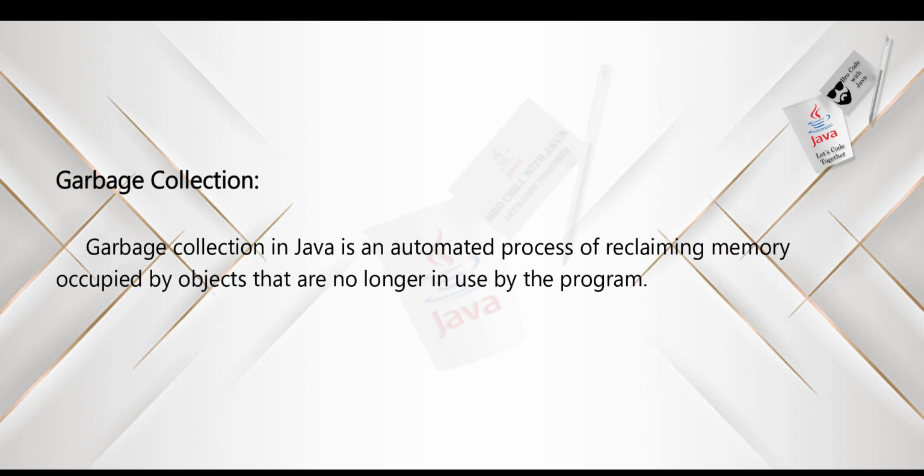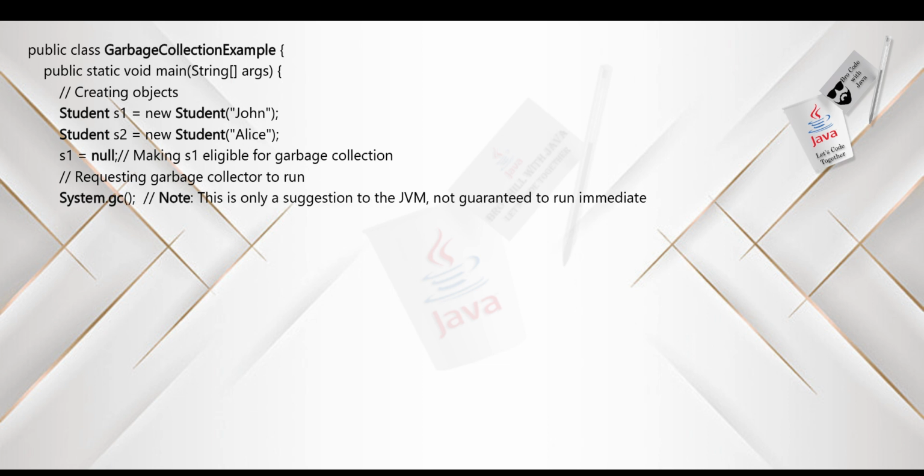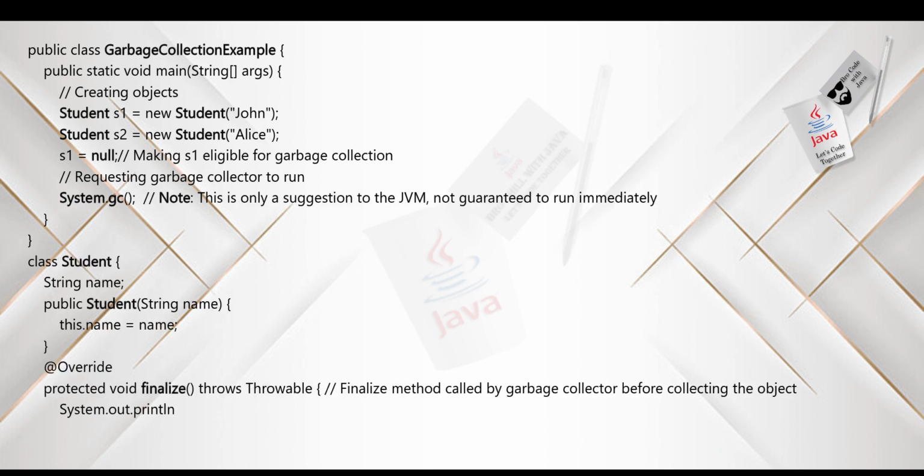Garbage collection in Java is an automated process of reclaiming memory occupied by objects that are no longer in use by the program. Let's illustrate with a simple example. In this example, we create three student objects and assign references to S1 and S2. After S1 is set to null, they become eligible for garbage collection, as there are no references pointing to them.